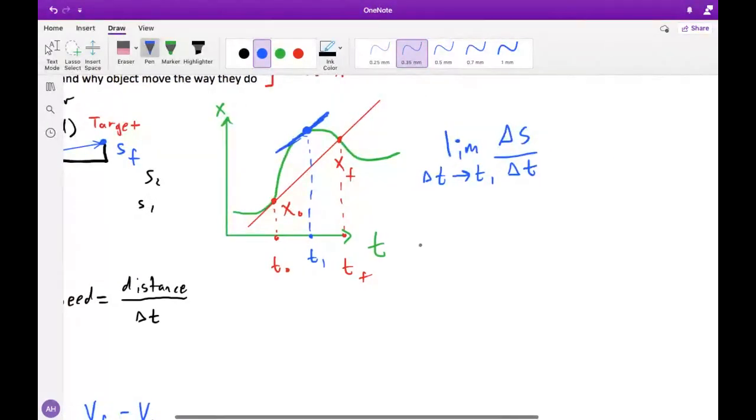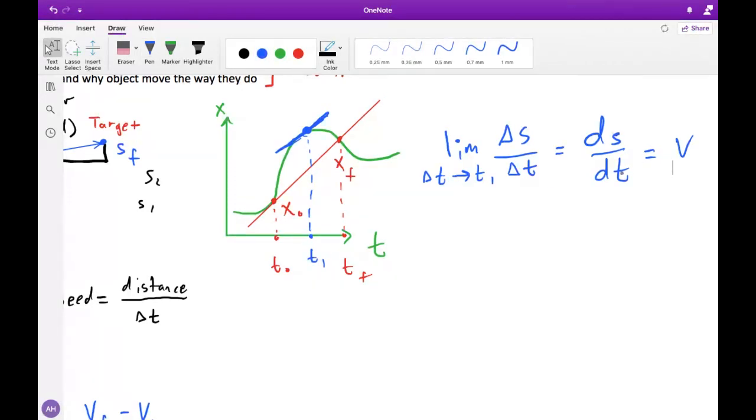And so if we take the limit at that time there, we can write it as a derivative, and that gives us our instantaneous velocity. So I just wanted to mention that there is a difference between average velocity and instantaneous velocity. The slope at this point gives us the instantaneous velocity, whereas the average velocity takes 2 points and gives us the slope of that line.